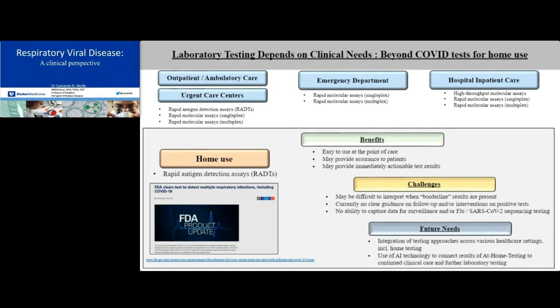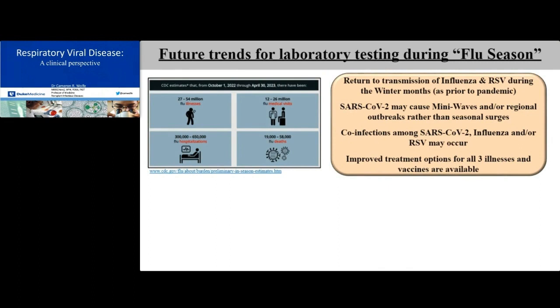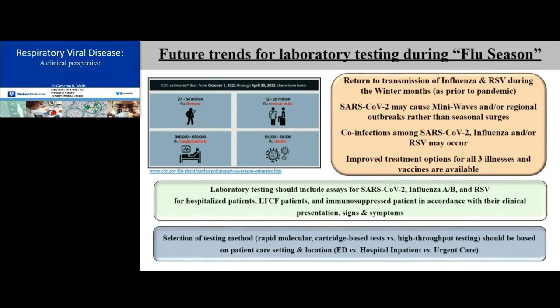Nearing the conclusion of my portion of today's presentation, I think that it is reasonable to expect that transmission of influenza and RSV will return to levels seen prior to the COVID pandemic. SARS-CoV-2 will also remain as a major pathogen in the coming months, but is more likely to cause regional outbreaks and perhaps mini waves, rather than following a seasonal pattern at this point. It is also reasonable to expect that co-infections with these three pathogens will occur, and therefore laboratory testing for upper respiratory viral illnesses should include detection of SARS-CoV-2, influenza A and B, and RSV across a larger section of patient populations, but certainly in vulnerable patient populations as listed on the slide here. Use of high-throughput sample-to-answer test methods with reasonably fast turnaround times in hospital-based laboratories will therefore be desired.